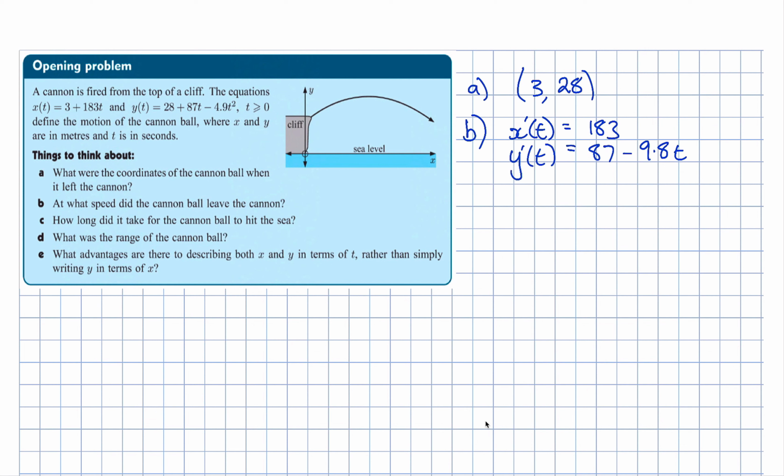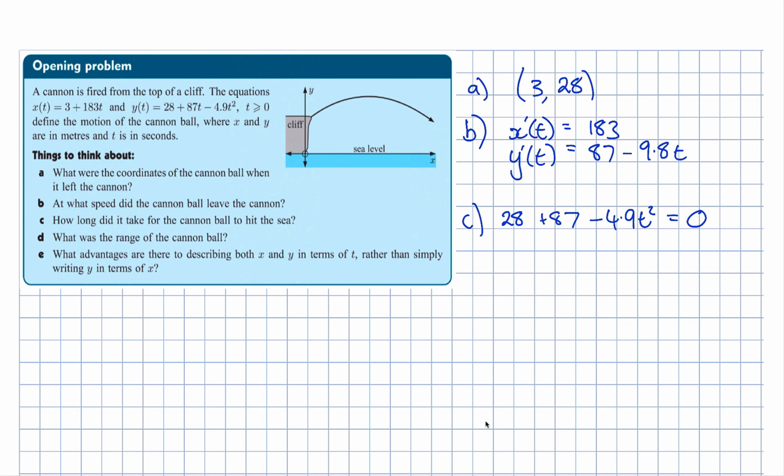How long did the cannonball take to hit the sea? Okay. What we want to do then is say, well, we want the time for when the y, because that's the y component, we want that to be at 0. Okay, so I'm not going to solve this one because what we're going to end up with is that 28 plus 87t take 4.9t squared must be equal to 0. So you get a quadratic, and you'd use the quadratic formula or whatever to solve.